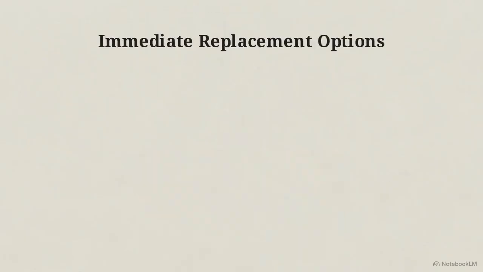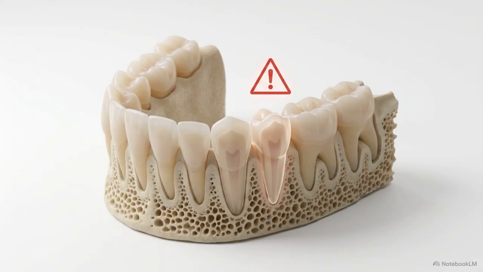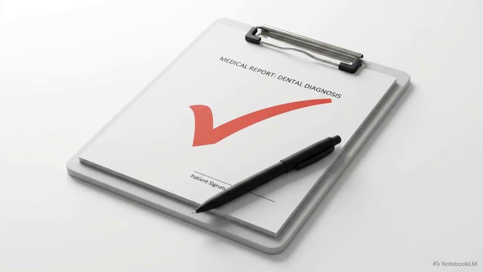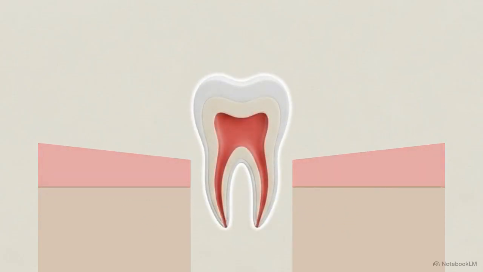For immediate replacement in the upper arch, options include a partial denture or an adhesive bridge. In the lower arch, the patient wants to preserve the lower right canine despite severe attachment loss. This requires a balance between the clinical prognosis and patient autonomy. While preservation can be attempted, it requires documented informed consent, stating that success is not guaranteed. Definitively, periodontal and endodontic stabilization must occur before any permanent restorative work is initiated.